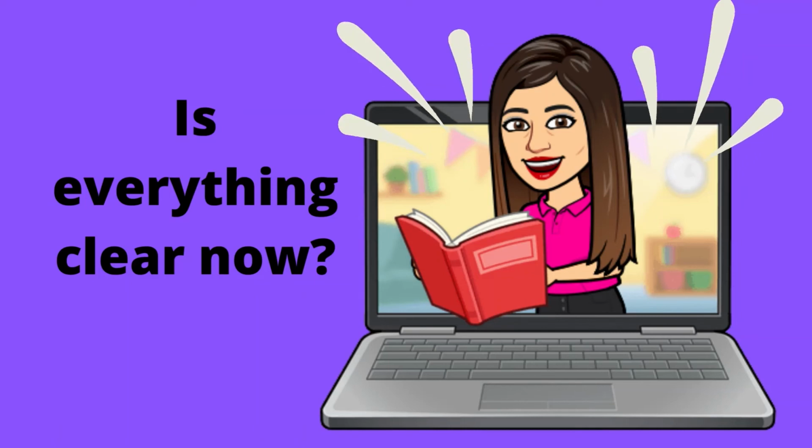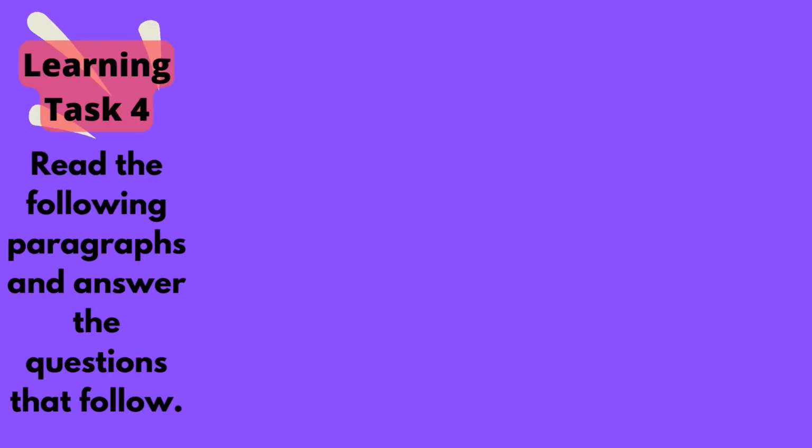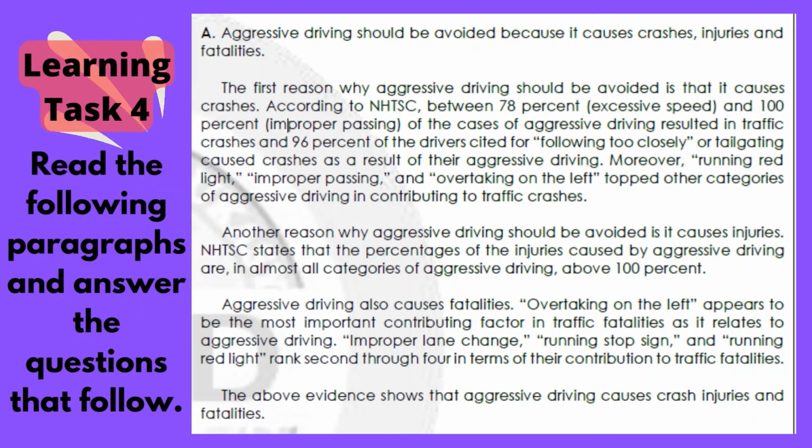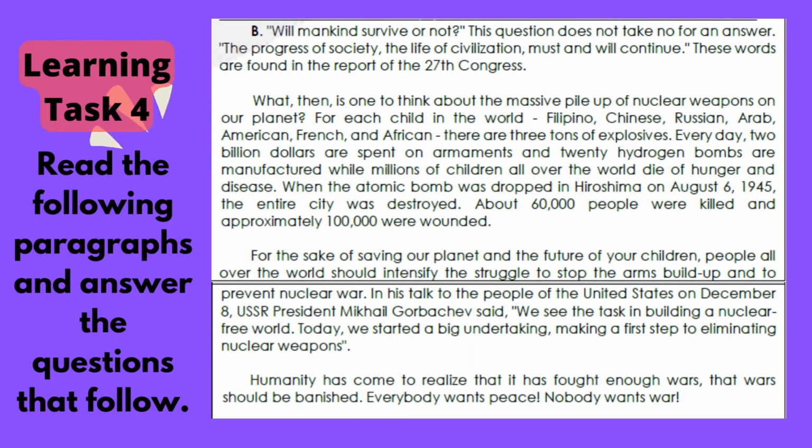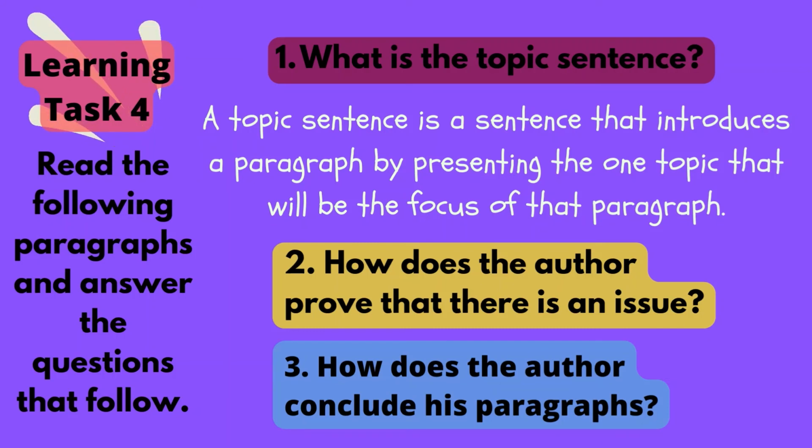Is everything clear now? I guess you are ready to accomplish your learning task 4. In task 4, you have to read the 2 paragraphs and answer the questions that follow. This is paragraph A. And this is paragraph B. The questions that you need to answer are: number 1, what is the topic sentence? Number 2, how does the author prove that there is an issue? And number 3, how does the author conclude his paragraphs?